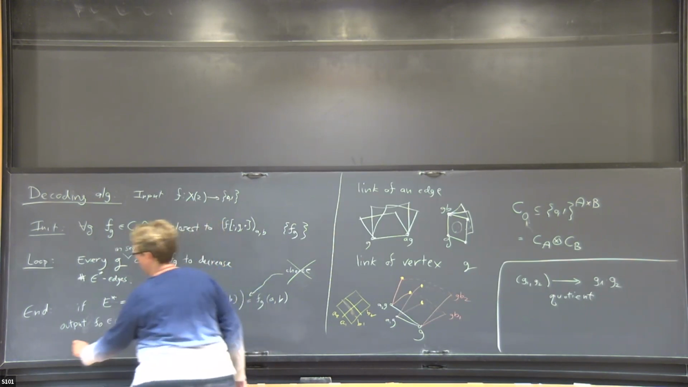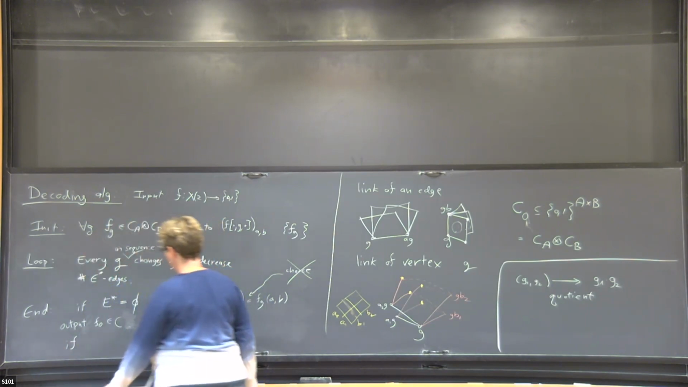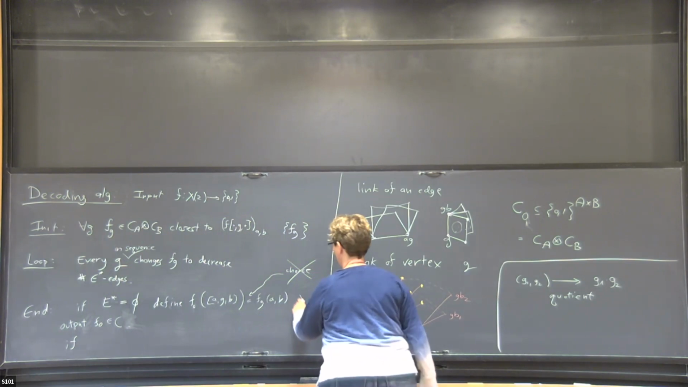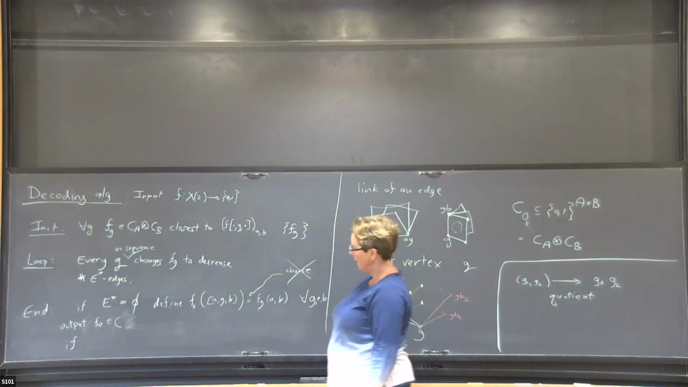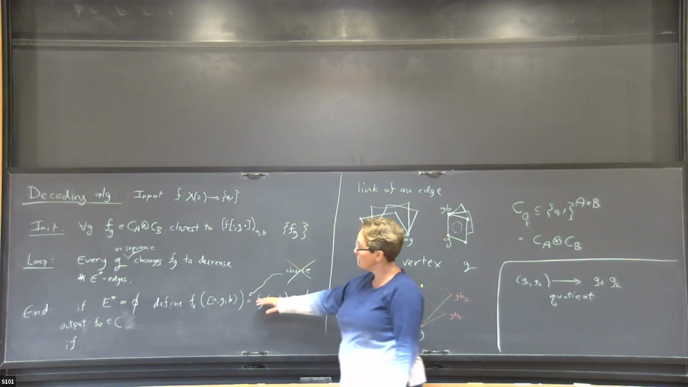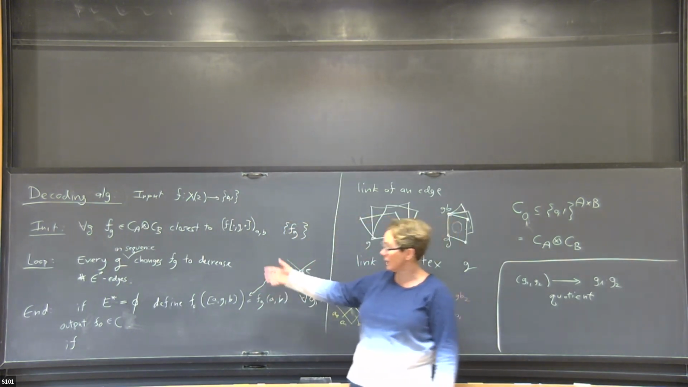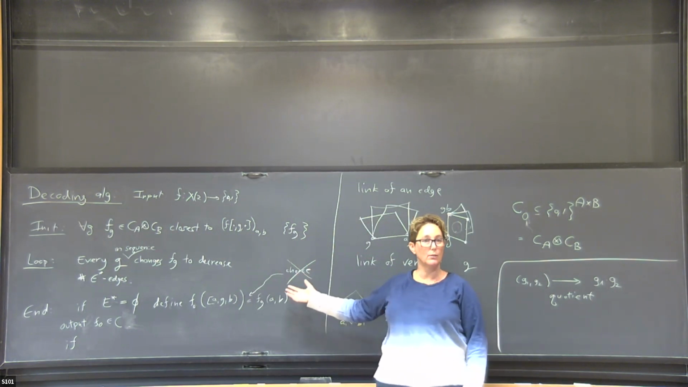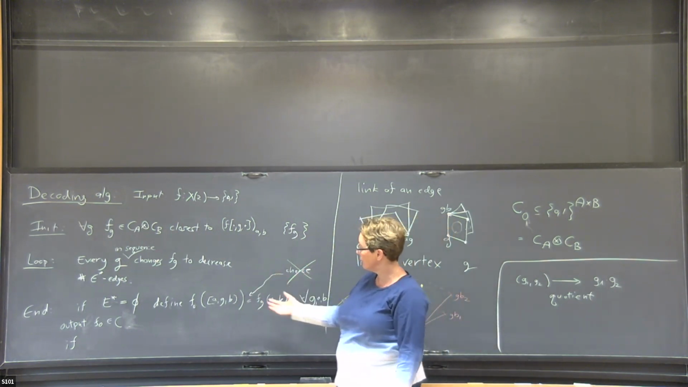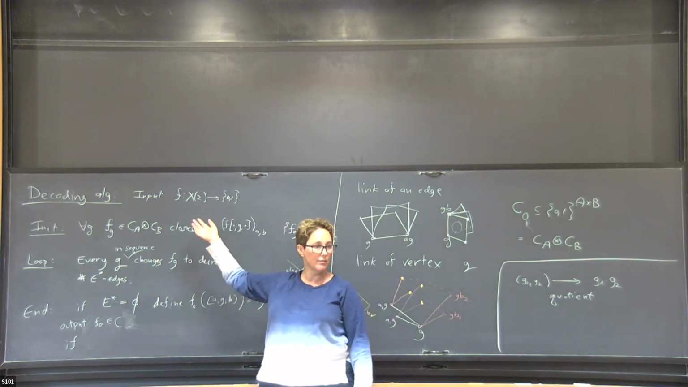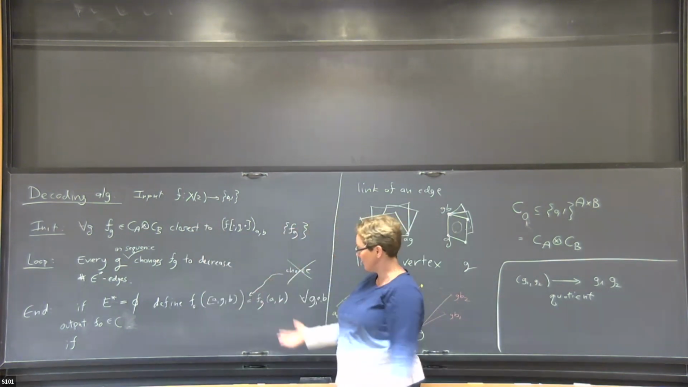You do this for all squares, all G, A, B. Now you define the code word. So we've managed to find F naught. So if E star is empty, our algorithm succeeded. We found the code word. I still need to worry about how far F naught is from my original F. But at least we found some code word.